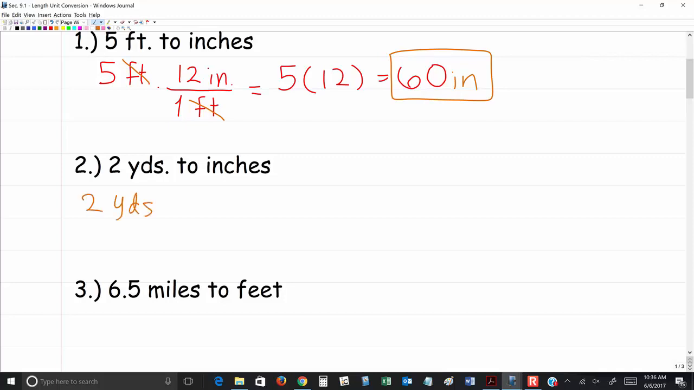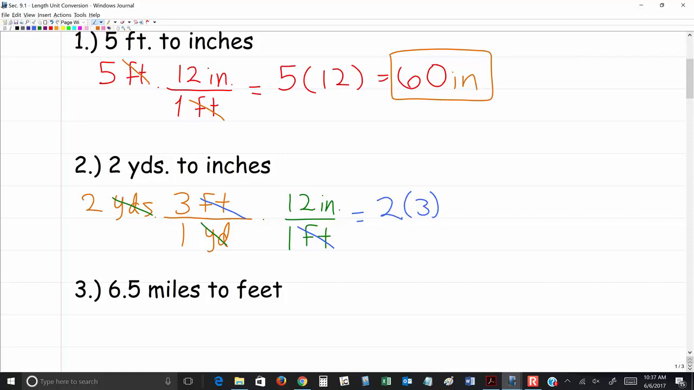So 2 yards. I know I have to put yards down here also, and I know that 1 yard is equal to 3 feet. So now that allows me to cancel out yards, and then I still want to get from feet to inches, so now I need to put feet down here so that I'll be able to cancel out feet, and I know that 1 foot is equal to 12 inches. And then I can cancel out feet, and the units I have left are inches, which is what I want my final answer to be anyway. So then I'm just going to do 2 times 3 times 12, and that'll give me the answer. So that's 6 times 12, that's 72 inches.